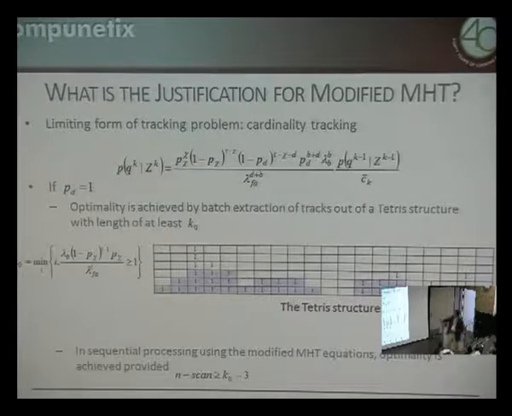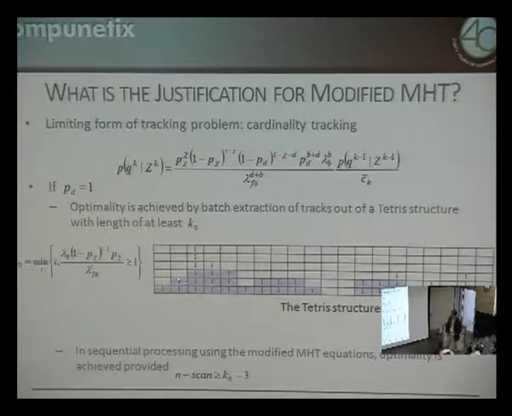Okay, so I don't want to spend too much time on the cardinality tracking problem, because I think it's a difficult thing to absorb in a few minutes. But let me just mention that a nice motivation for giving more weight to the good tracks can be achieved by looking at a limiting case of the tracking problem. In particular, the limiting case is the one where measurements give you no information about the target.